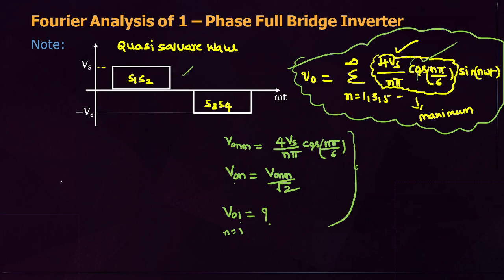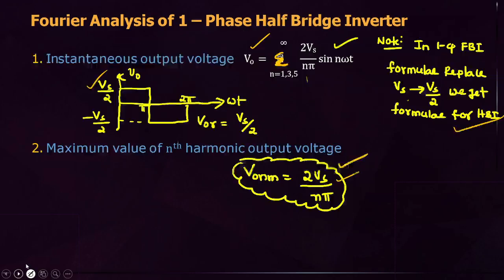This is the Fourier analysis of a full bridge inverter for square wave output. If it is a quasi square wave output, this is the waveform. It is also for full bridge inverter. Previously I gave it for square wave. If it is a quasi square wave inverter, same formula 4 Vs by n pi, but we get an extra term, cos n pi by 6. This is the instantaneous output voltage expression, the Fourier analysis of the quasi square wave output.